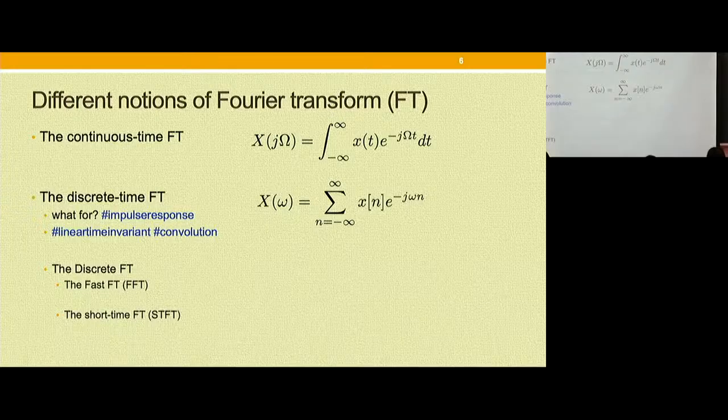And they are going to be useful. So you can use discrete time Fourier transform to characterize a system as well as to represent the signal. So we'll cover that a lot.